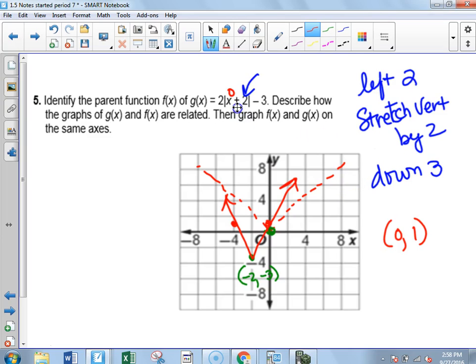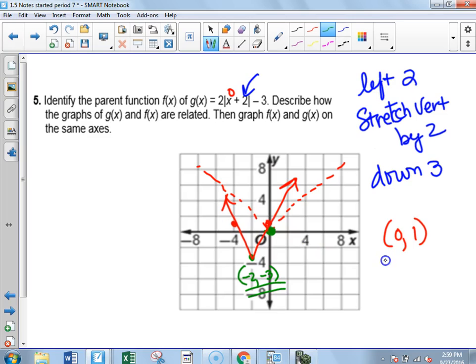I did the shift first. I went left. So instead of at 0, 0 right here, we moved it left 2, which is 1 on this weird graph paper, and then down 3, which is a box and a half on this weird graph paper. So it's at -2, -3. And then I just found one more ordered pair. I put in a 0, got out a 1, and so it's symmetric on both sides.